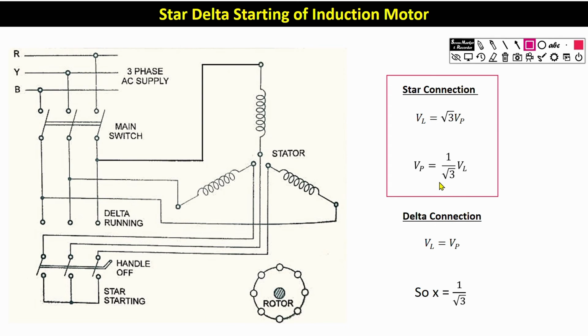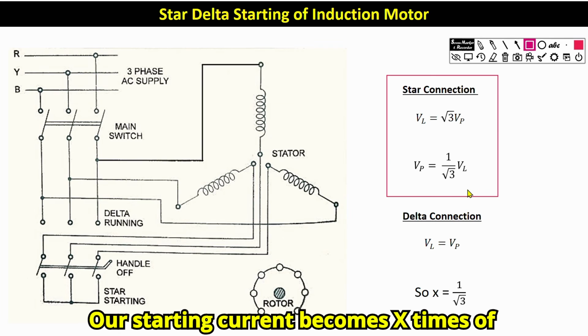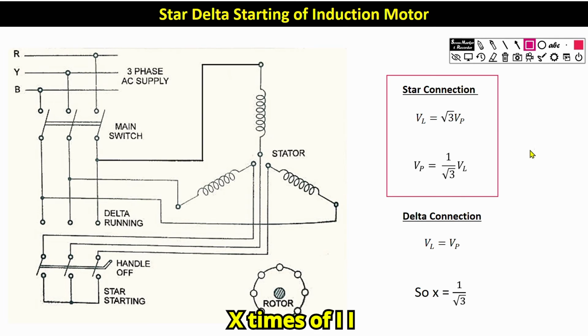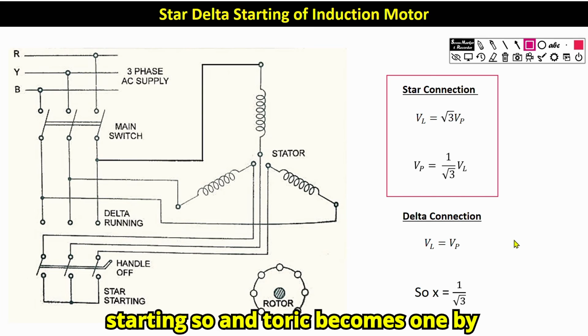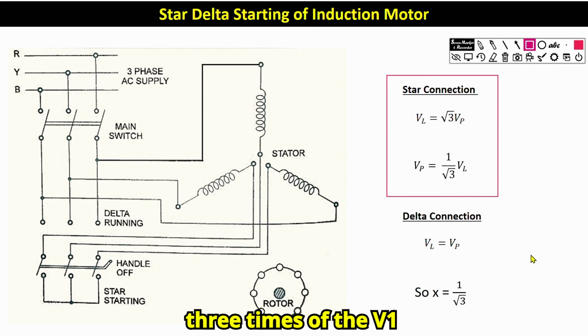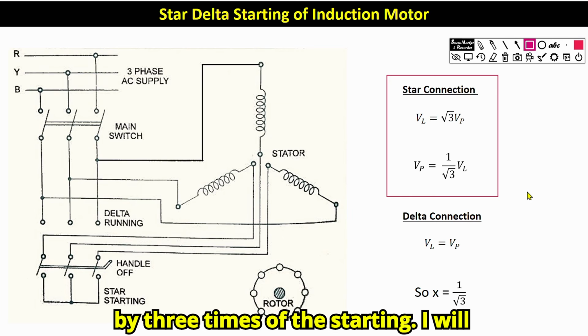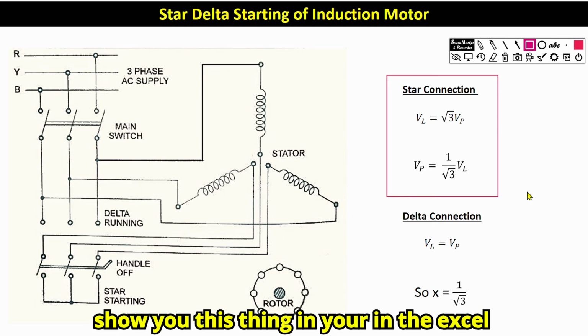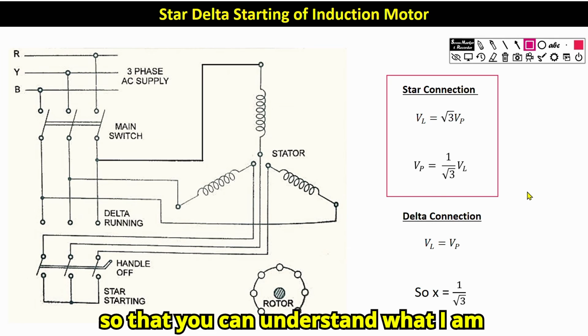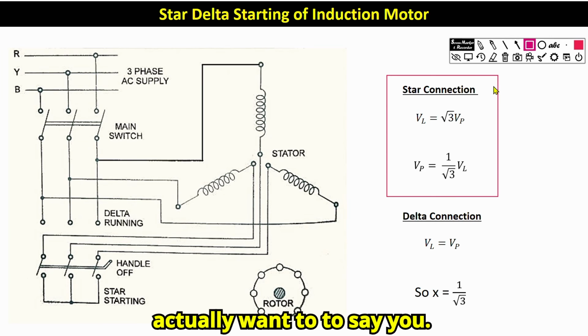So our starting current becomes x times of I starting, and torque becomes 1 by 3 times of the starting torque. I will show you this thing in the Excel, so that you can understand what I actually want to say.